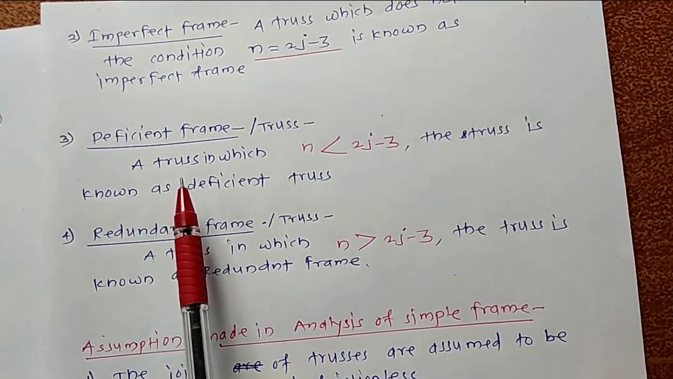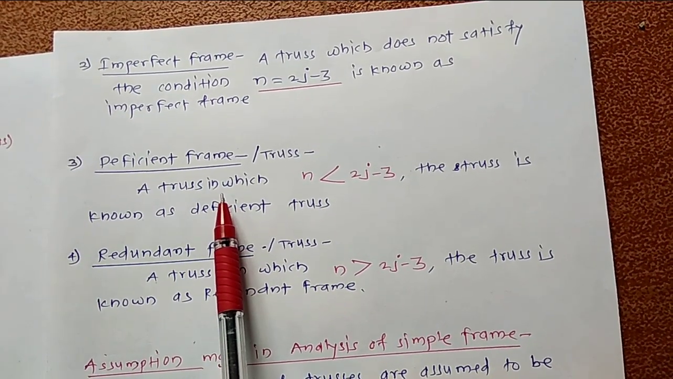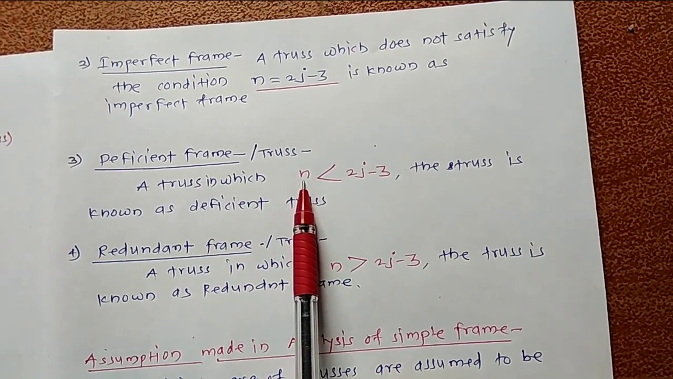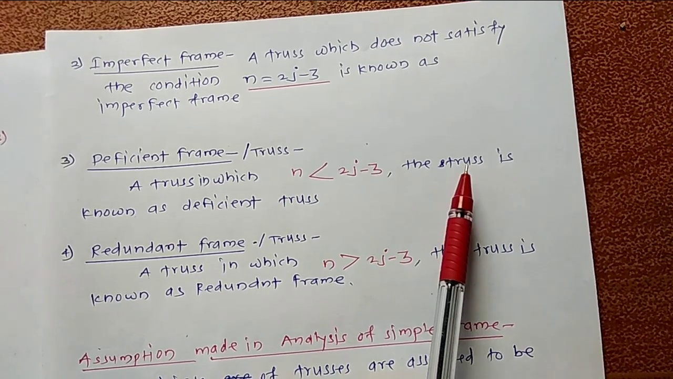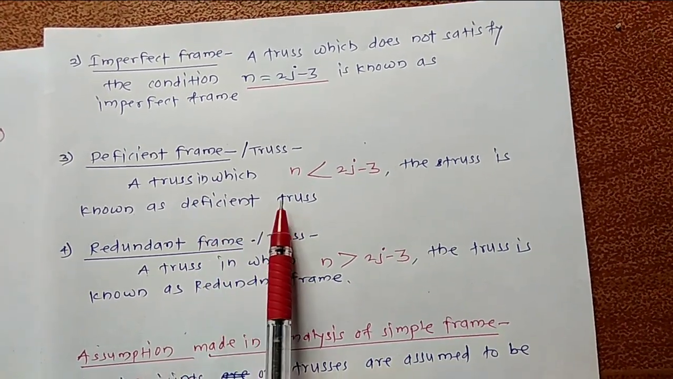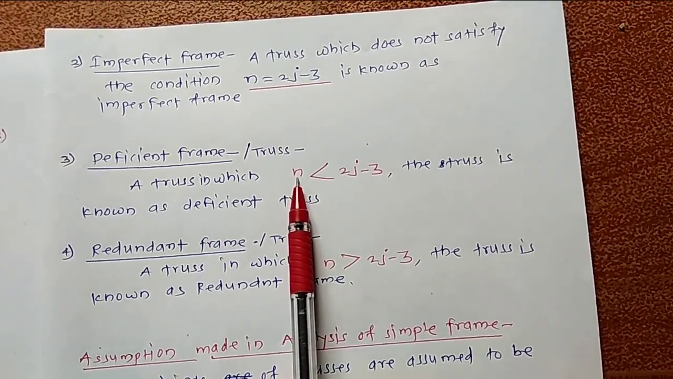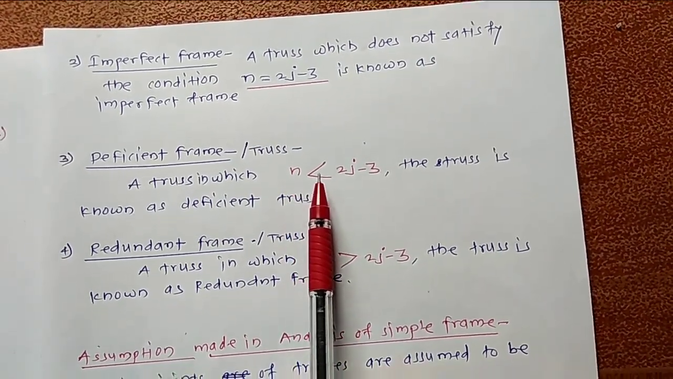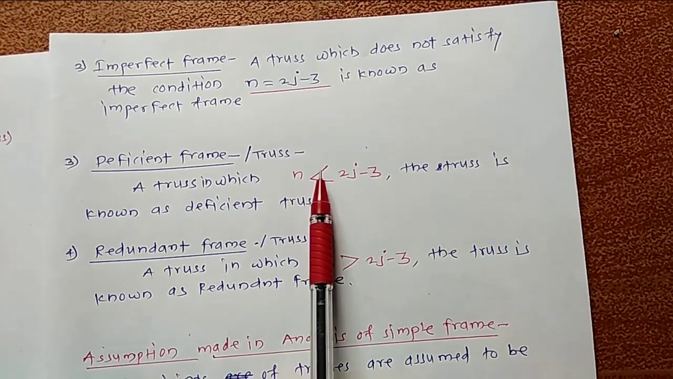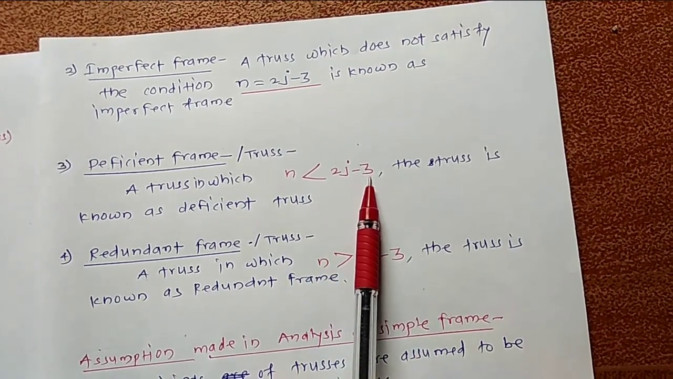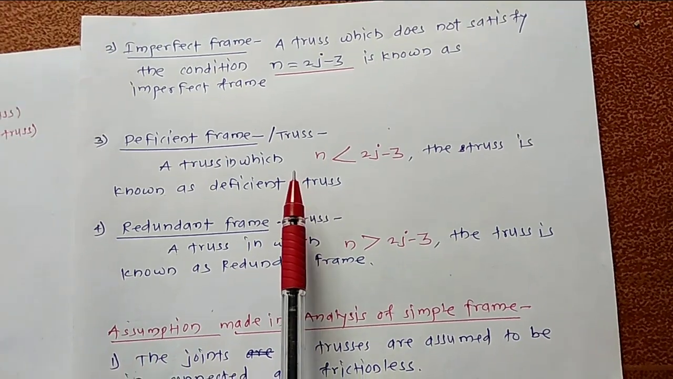Next, the deficient frame. If in any truss n is less than 2j minus 3, then the truss is known as a deficient truss. That is, in the equation, if we put the number of members and number of joints, and the value of n is less than 2j minus 3, then the truss is known as a deficient truss.